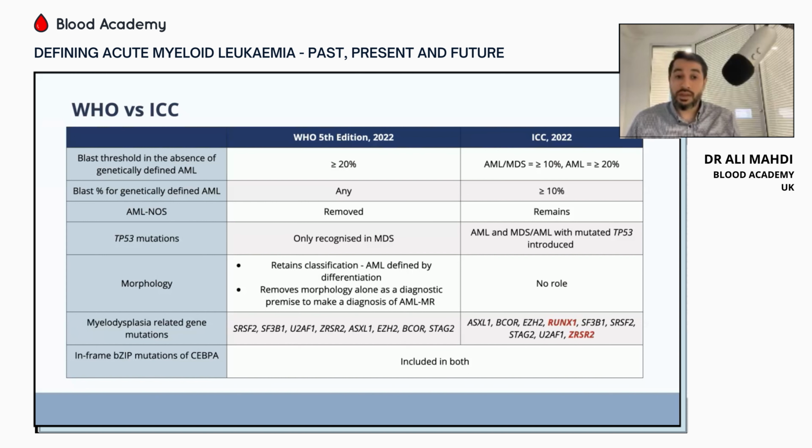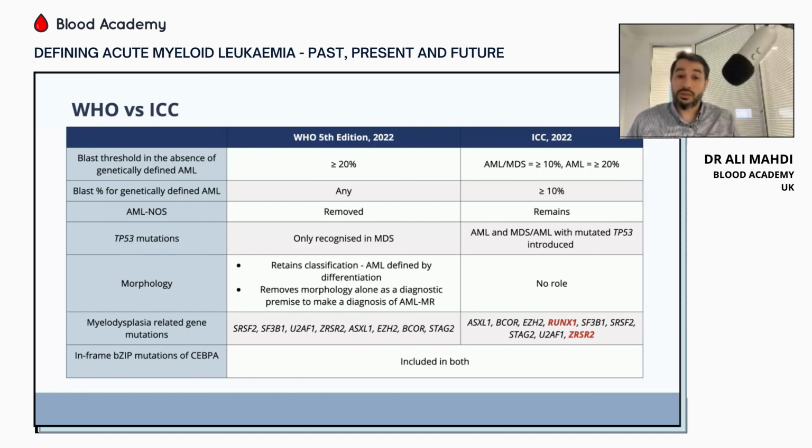The TP53 saga was only recognized in patients with MDS rather than acute myeloid leukemia, but the ICC recognized that those patients with a blast percentage of between 10 and 90% would be called MDS/AML with mutated TP53, and also recognized a separate entity called AML with mutated TP53. Now, interestingly, as I've mentioned earlier, that morphology by the WHO, they retained their classification by morphology.